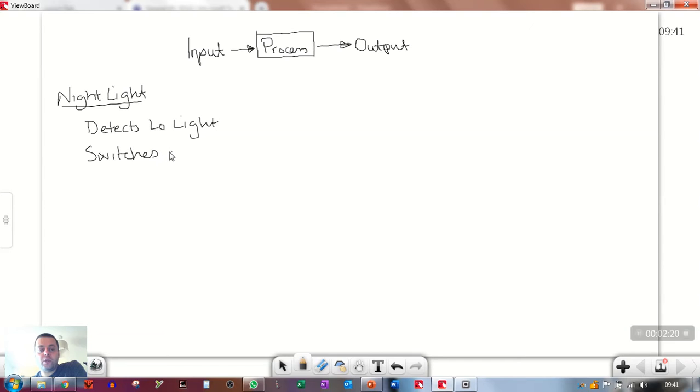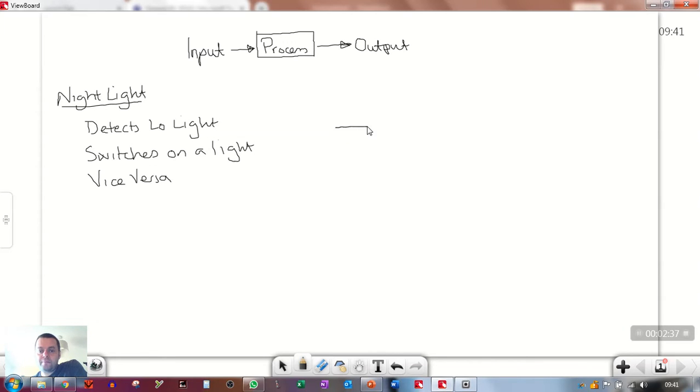Sometimes if I'm too fast, it switches on a light in response to, and vice versa. Vice versa means the opposite way around. So if it detects high light, it switches off the light. Okay, what's the simplest way to do this?